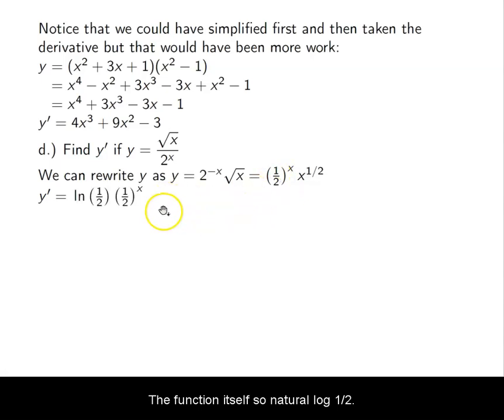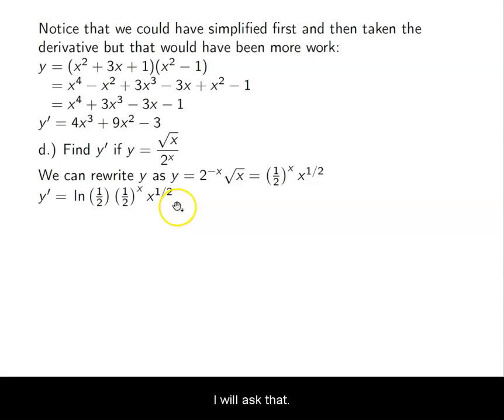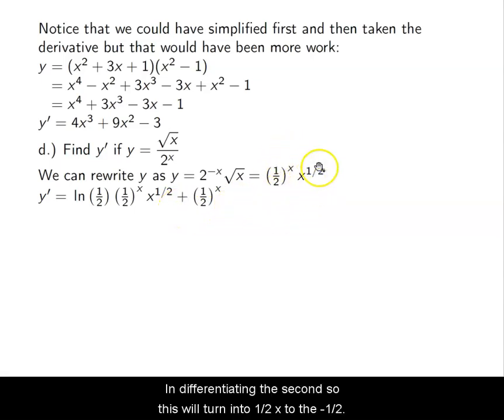So natural log 1/2 times 1/2 to the x. And then I leave the second function alone. So I'll multiply that times x to the 1/2. I will add to that me leaving the first function alone and differentiating the second. So this will turn into 1/2 x to the negative 1/2.